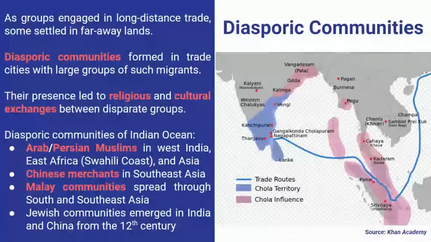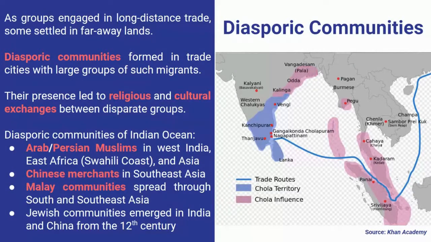They also settle in East Africa along the Swahili coast, as we learned about in Unit 1. A lot of those city-states are actually run by Muslims, and also in through South and Southeast Asia, and even into China as well. They reach into East Asia. Chinese merchants start spreading mostly through South and Southeast Asia, although you do have some communities even as far afield as Africa. And then Malay communities spread.